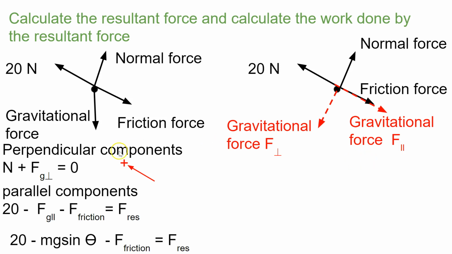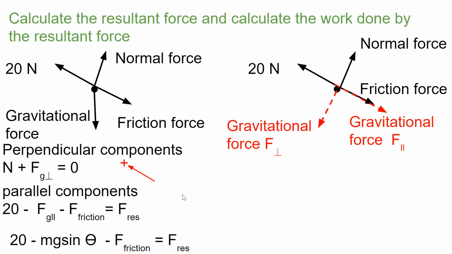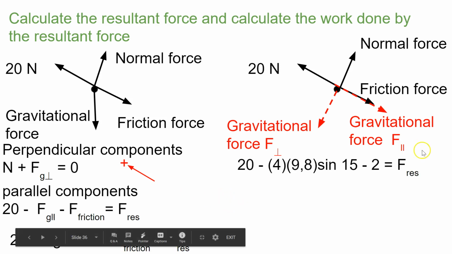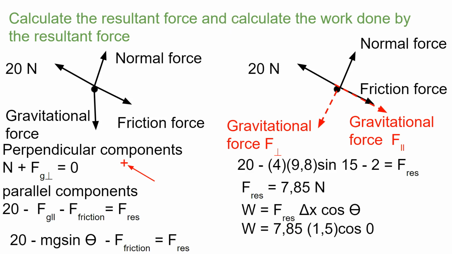Okay, so now we know that our resultant force is 20 minus mg sine theta, where theta is just the angle between the ground and the incline, minus my friction force. So I put in all my different values. I know my friction force is 2 newtons, and if I calculate this, I find my resultant force is 7.85 newton. But this is not what I wanted to calculate. I wanted to calculate the total amount of work done. So for that I use my work equation. Once I substitute all the values into my work equation, I get my final answer exactly as I did in the previous sum, as 11.78 joules.